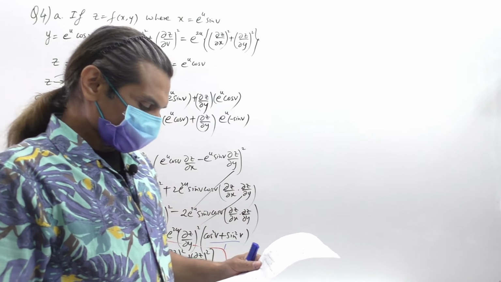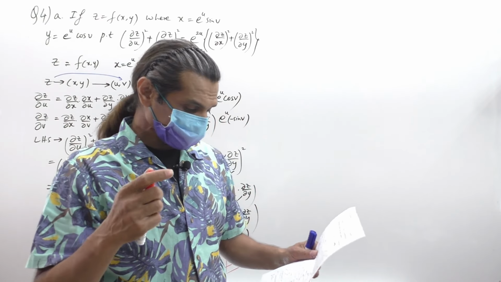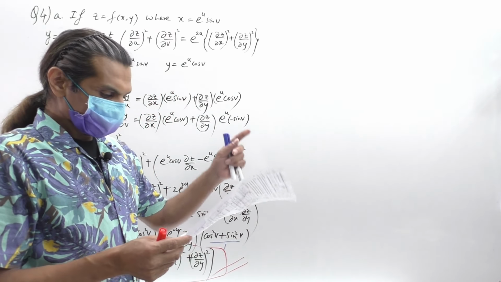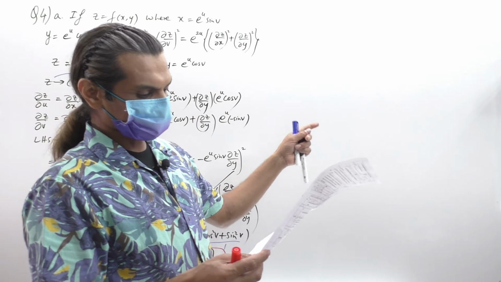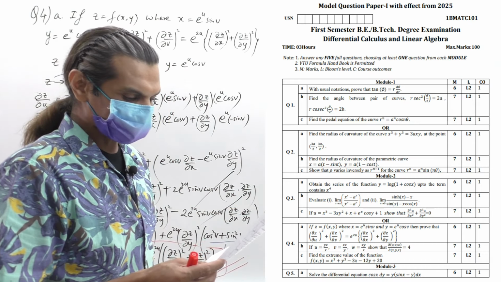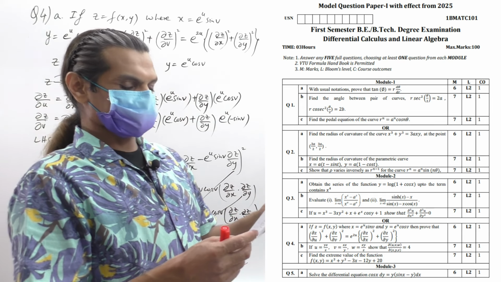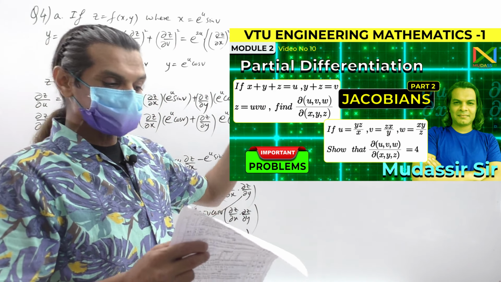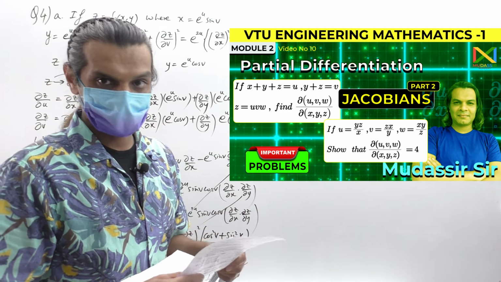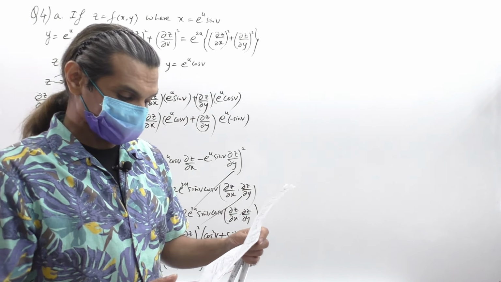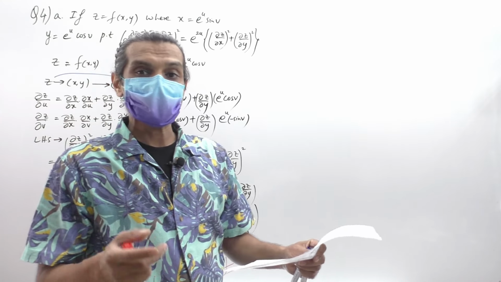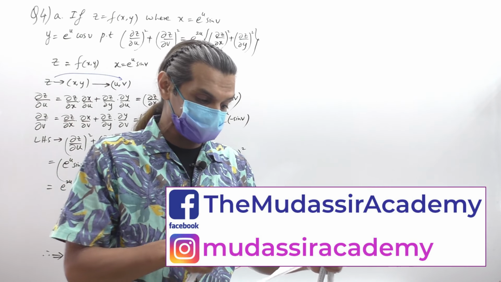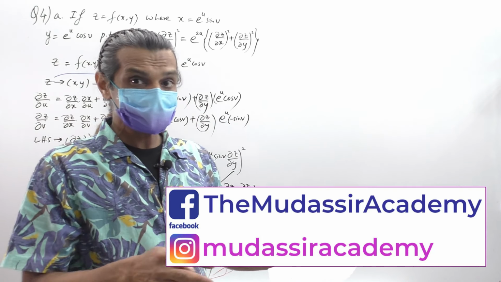So the next problem is question number 4b. A very, very important problem. u is equal to yz by x, v is equal to xz by y, w is equal to xy by z. Show that ∂(u,v,w)/∂(x,y,z) is equal to 4. A very important problem on Jacobians. I have solved this already, so please refer to it. The link you can find in the description below. It's a very, very important problem. Don't miss it. Also, you can refer to the 1BMATC101 model question paper. There's one similar question there, so please try that also.